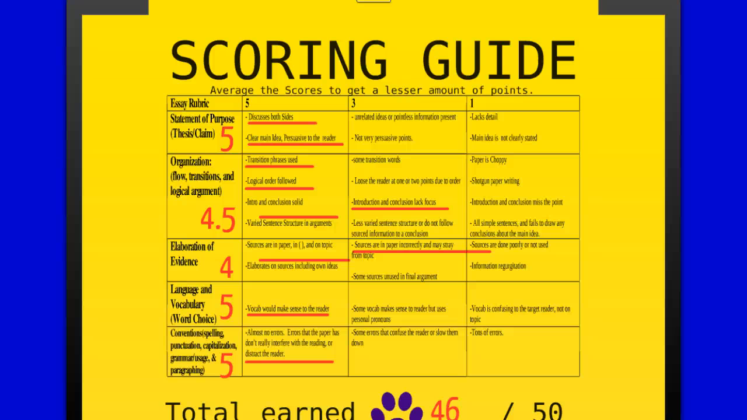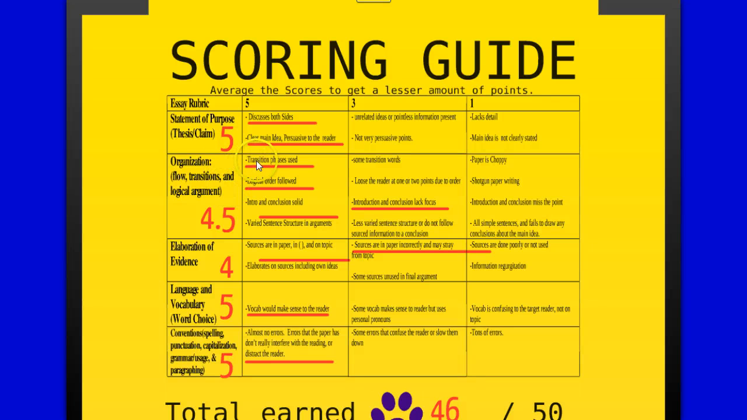As you look at the rubric, you're going to want to underline what you think Mr. Daniels has done on his paper. So if he discussed both sides, underline it or put a check mark, and then you're going to keep 5 points in your head. If it's a clear main idea and persuasive to the reader, underline it, and you would go 5 plus 5 divided by 2 bullet points, and then write the score over here, 5 points.